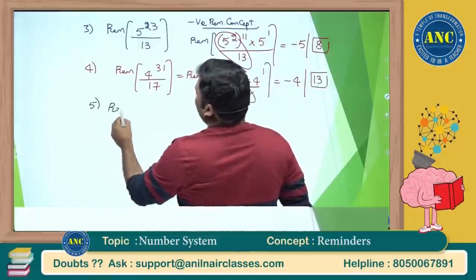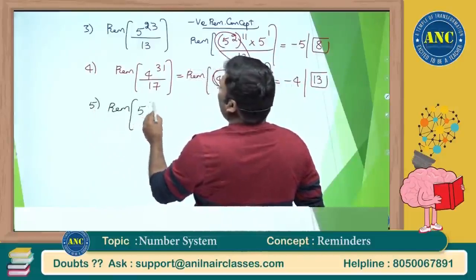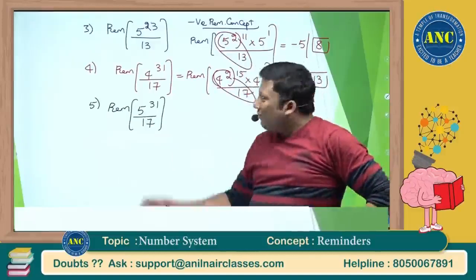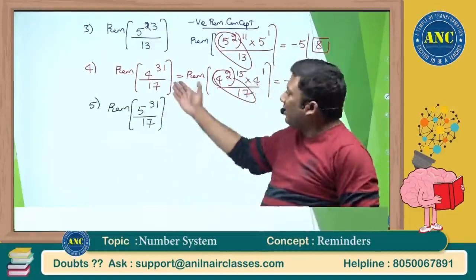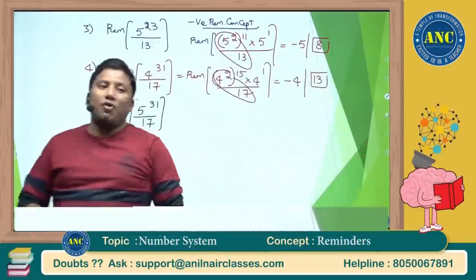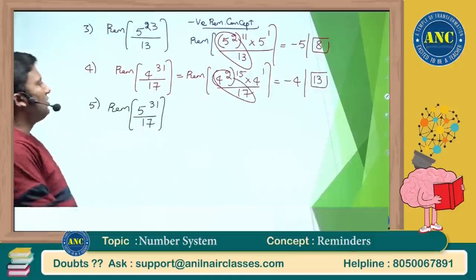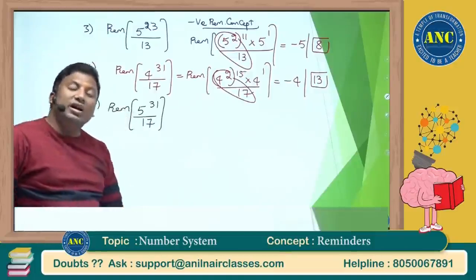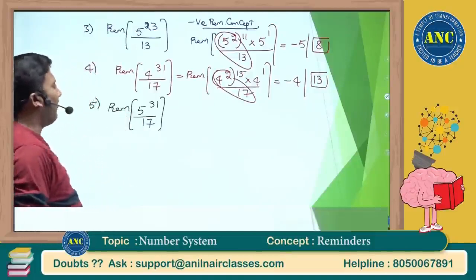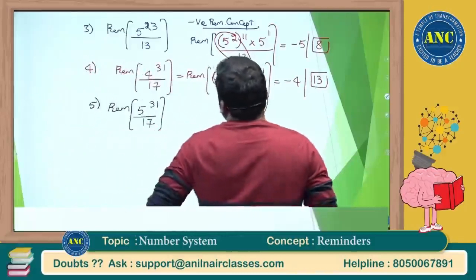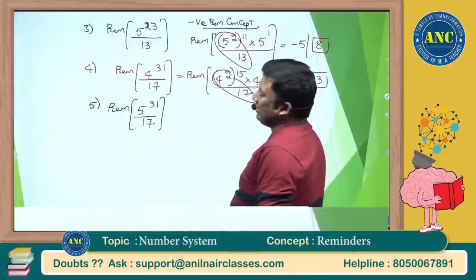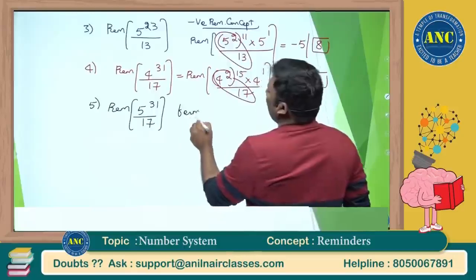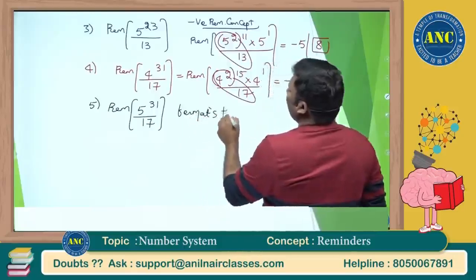Now let us see, suppose it is 5 power 31 by 17. 4 power 31 divided by 17 could be solved using negative remainder: 4 square is 16, and 16 by 17 is minus 1, so directly you got it. 5 square is 25, remainder is 8. 5 cube is 125, and 17 eights are 136, so no, it is not giving you. That is the reason Fermat's theorem will be helpful here.